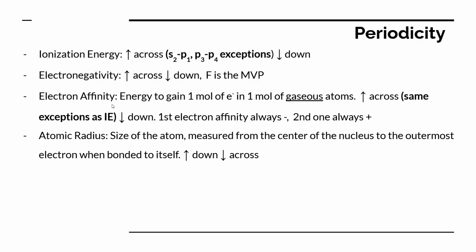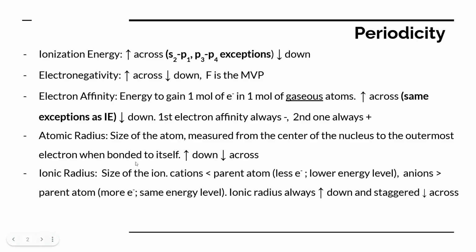for electron affinity values. Atomic radius is the size of the atom measured from the center of the nucleus to the outermost electron when the atom is bonded to itself. For example, if you had diatomic chlorine, which is a chlorine to chlorine bond. Atomic radius is going to increase down a group and decrease across a period.